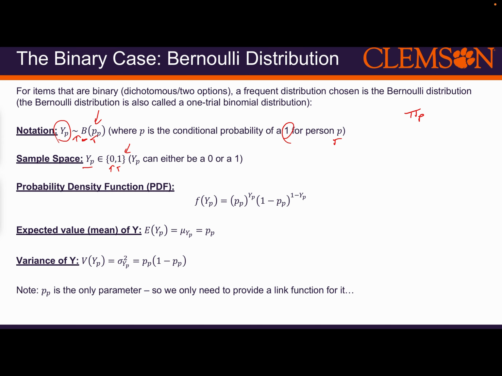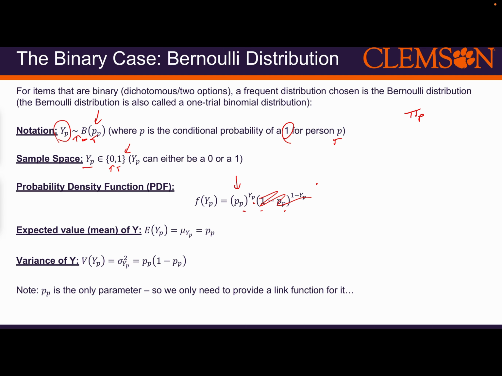And when we put that together, the probability density function, or probability mass function, because it's a discrete distribution, is p to the y times 1 minus p to the 1 minus y. So think of it this way. If y was a 1, this part goes away right here. And that part going away allows us to say the likelihood is the probability.